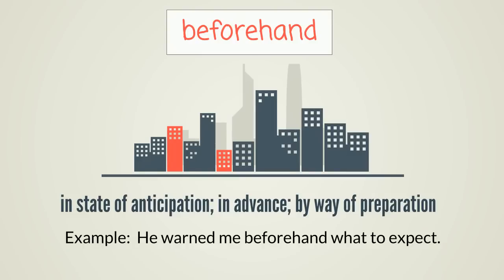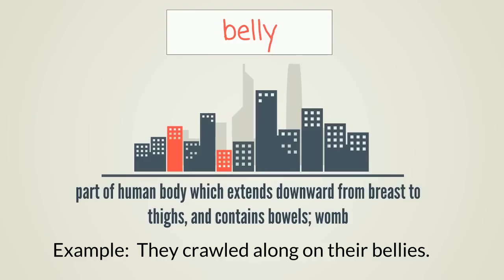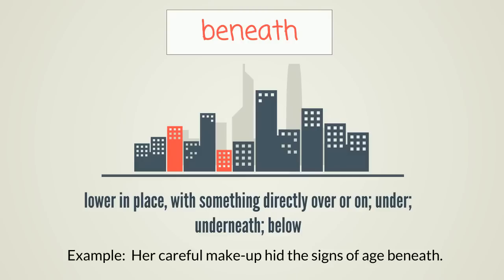Beforehand. In state of anticipation, in advance, by way of preparation. Example, he warned me beforehand what to expect. Belly. Part of human body which extends downward from breast to thighs, and contains bowels, womb. Example, they crawled along on their bellies. Beneath. Lower in place, with something directly over or on, under, underneath, below. Example, her careful makeup hid the signs of age beneath.